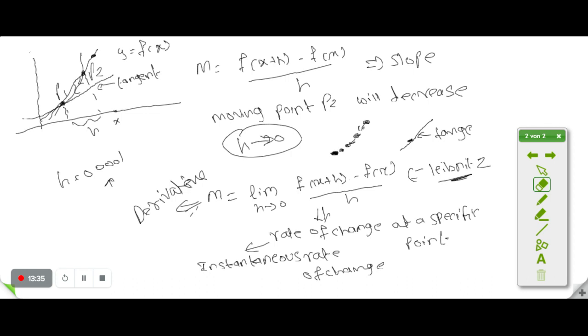But the point of this tutorial is to understand the concept of the derivative, right? So in the next tutorial, we are going to see some standard functions and their derivatives using this formula.